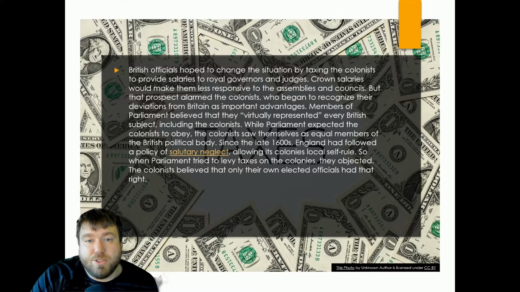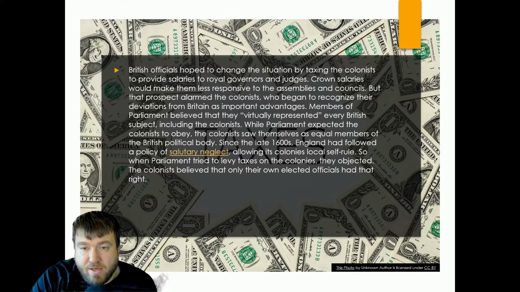British officials hoped to change the situation by taxing the colonists to provide salaries to royal governors and judges. Crown salaries would make them less responsive to the assemblies and councils, but that prospect alarmed the colonists, who began to recognize their deviation from Britain as an important advantage.